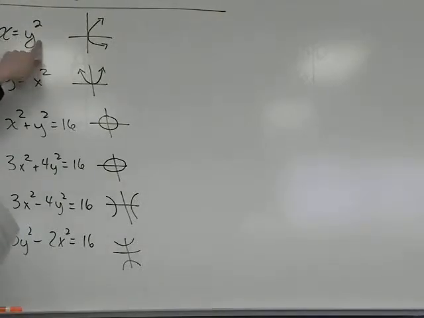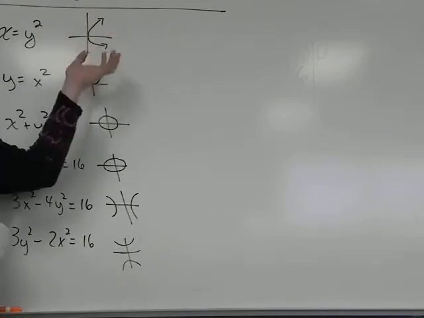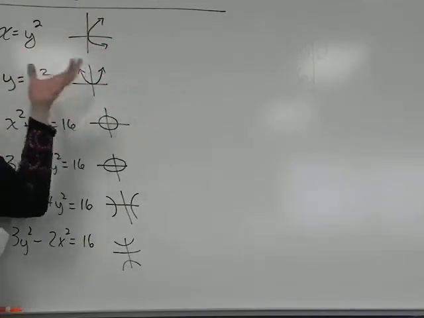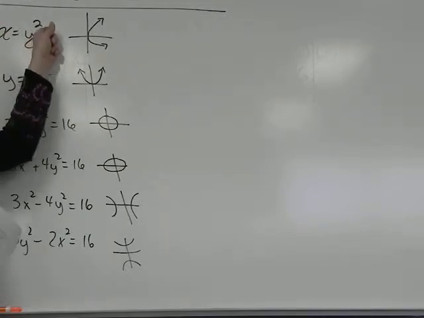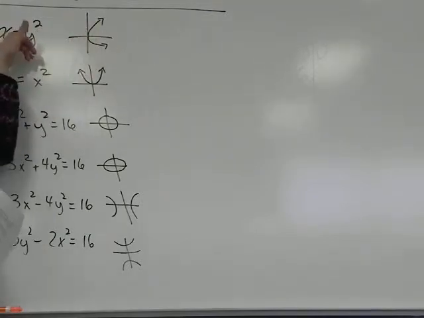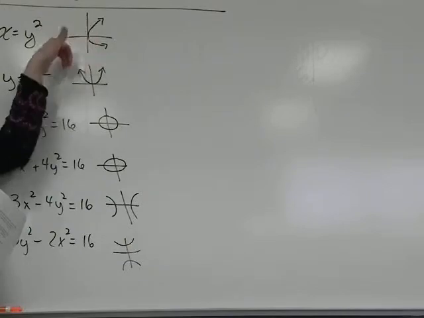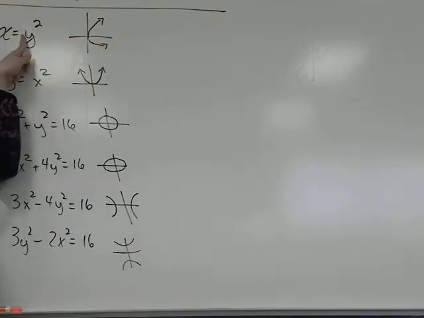The x equals y squared is the horizontal or sideways parabola. You'll recognize a horizontal parabola because x is to the first, y is to the second. That opens to the right if y squared is positive. It opens to the left if the y squared is negative.